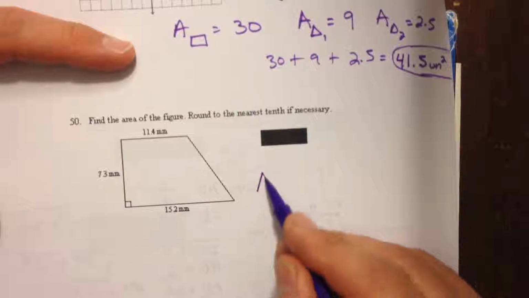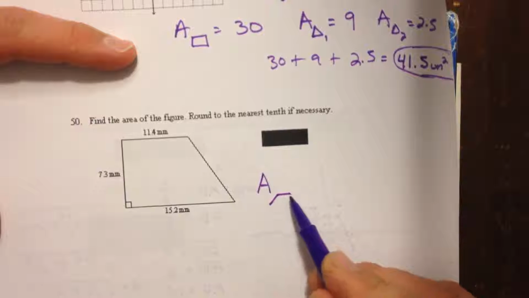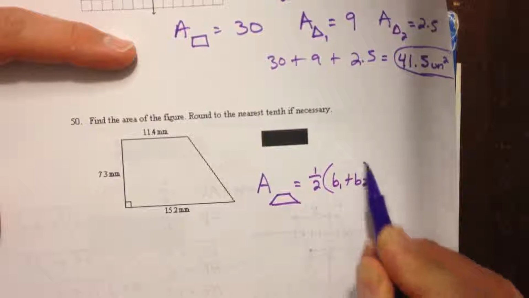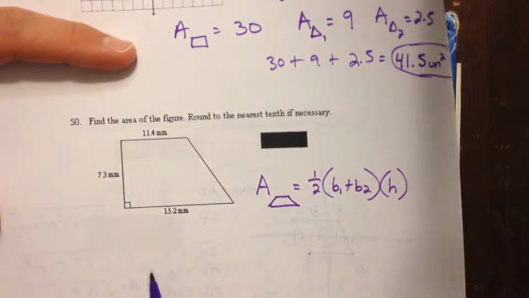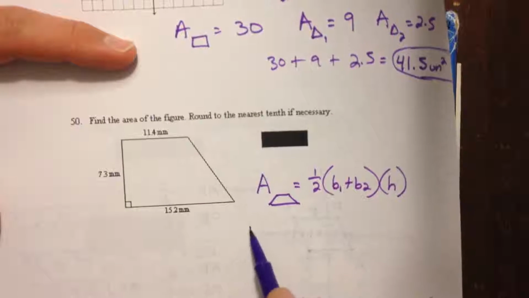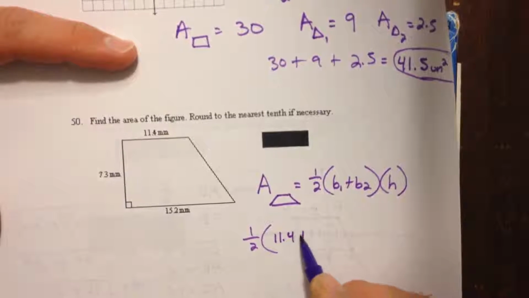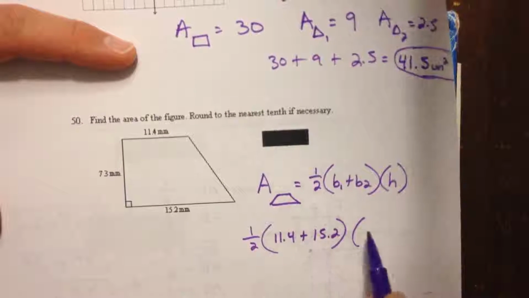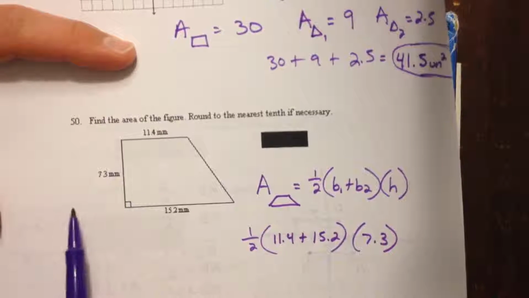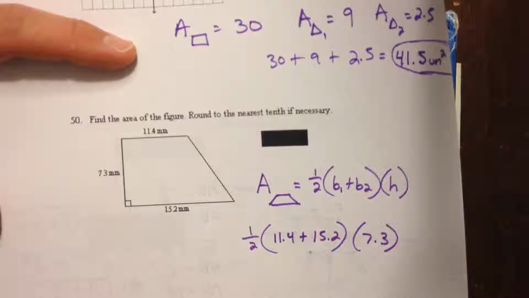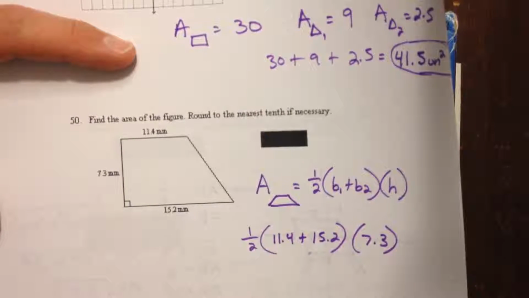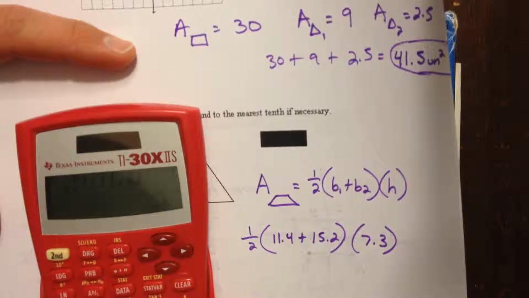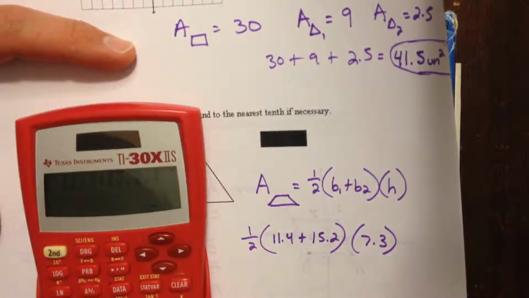And then this one's even easier, but you're going to have to know some area formulas. So just memorize these ones that I'm showing you. 1/2 base 1 plus base 2 times the height. That's the area formula for a trapezoid. So all you have to do is plug it in from there. Your bases are 11.4, 15.2, and your height, that's really hard to read. It's supposed to be 7.3. The point is really hard to see, but obviously it's not 73. And type it in and go from there. So 0.5 times, don't forget your parentheses, 11.4 plus 15.2 times 7.3.